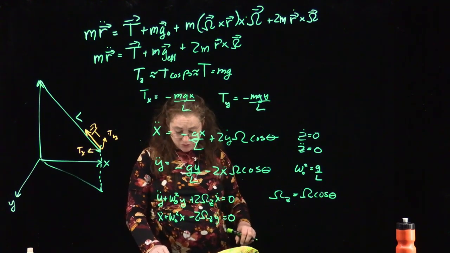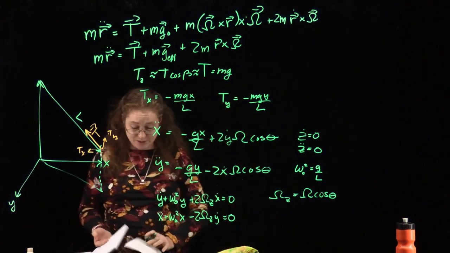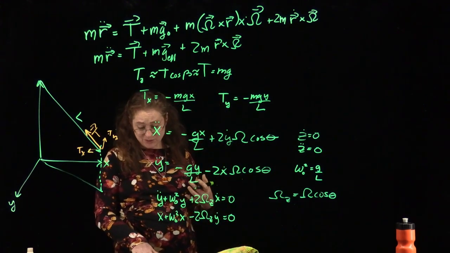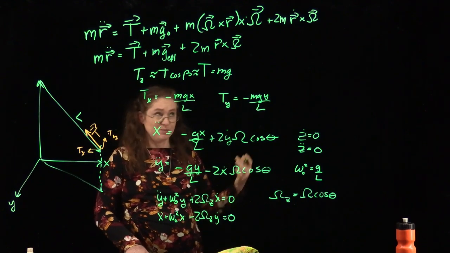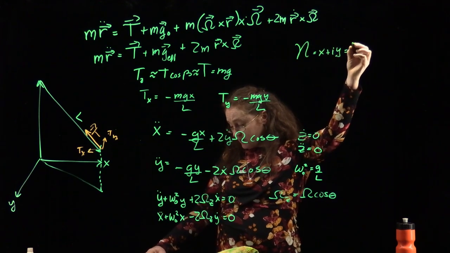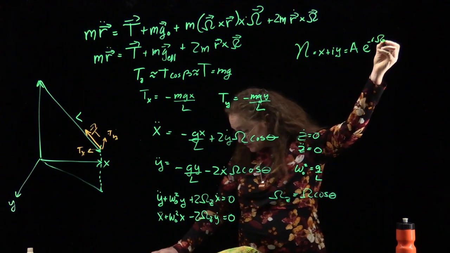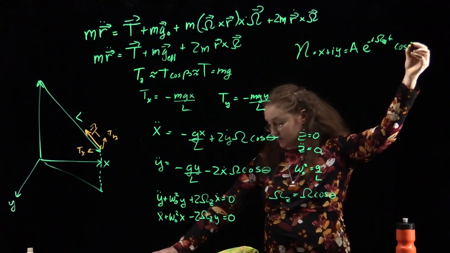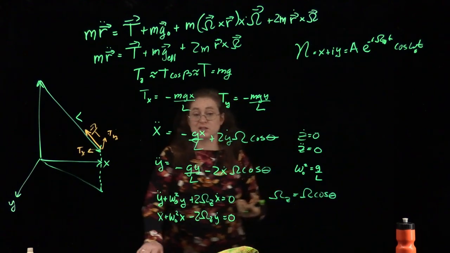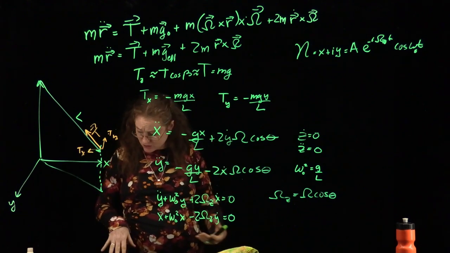Now the book goes through re-deriving the solution. It isn't teaching you anything new. It solves both of them by expressing the solution as eta equals x plus i y equals a e to the negative i omega z t cosine omega naught t. So you can use that as a trial solution. I don't think there's any new educational math in that.